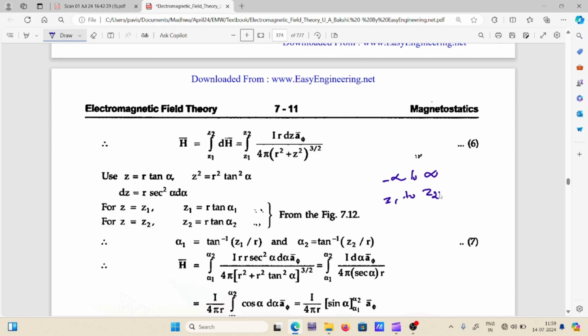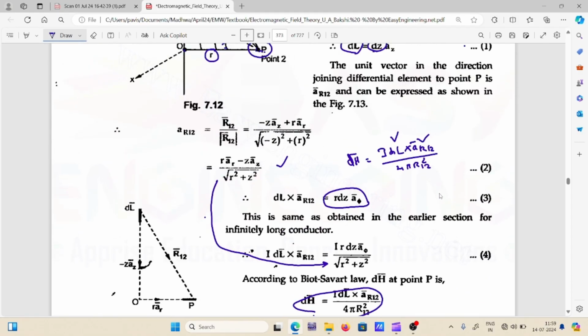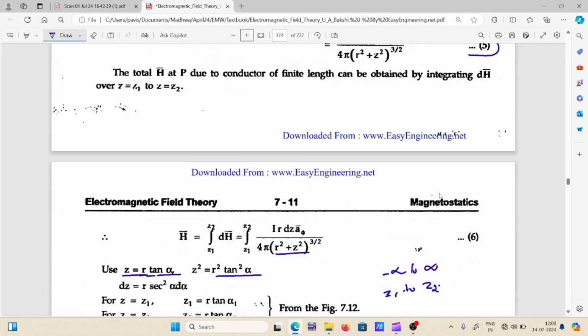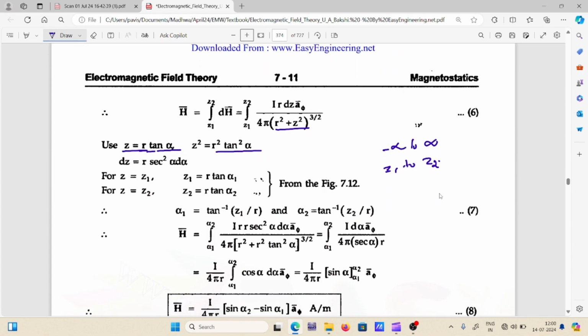So we define the integral from Z1 to Z2 and use the substitution method where z equals r tan alpha. So we get z squared as r squared tan squared alpha, and the dz term. When you differentiate this equation on both sides, you get dz equal to r times the derivative of tan alpha, which is secant squared alpha d alpha. Here we are using alpha because our dl element makes an angle alpha from the observation point P. Previously we considered theta; here it makes an angle alpha.